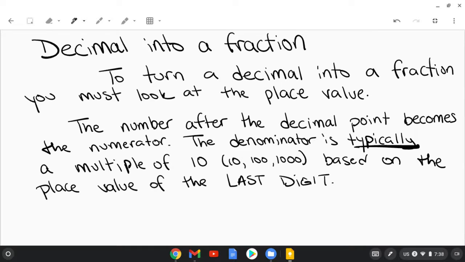All right, so the number after the decimal point becomes your numerator. The denominator is typically a multiple of 10. So it's either a 10, 100, or 1,000 based on the place value of the last digit. This is important, this typical. This is important because it's typically a multiple of 10 if it is a terminating decimal. Terminating decimals you can start off with the 10, 100, and 1,000 based on the place value. Repeating are different, and I'll show you that.